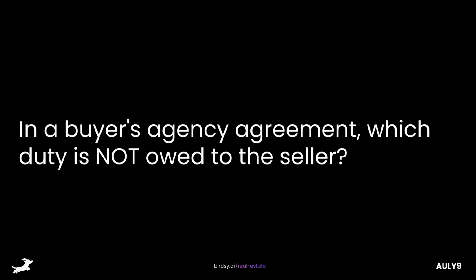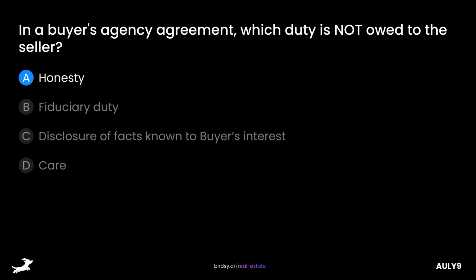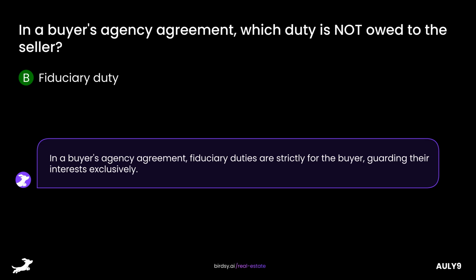In a buyer's agency agreement, which duty is not owed to the seller? Is it A, honesty, B, fiduciary duty, C, disclosure of facts known to buyer's interest, or D, care? The answer is B, fiduciary duty. In a buyer's agency agreement, fiduciary duties are strictly for the buyer, guarding their interests exclusively.